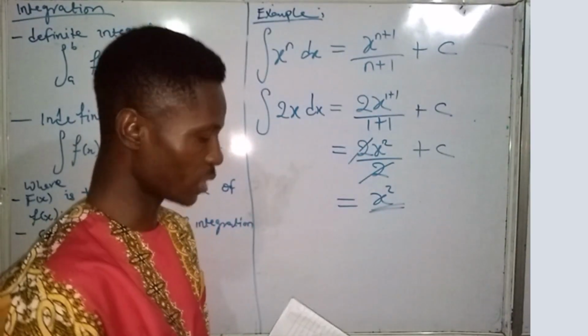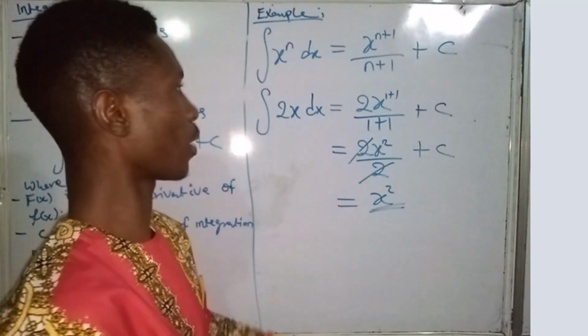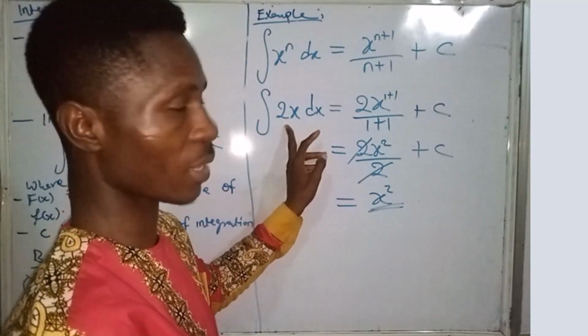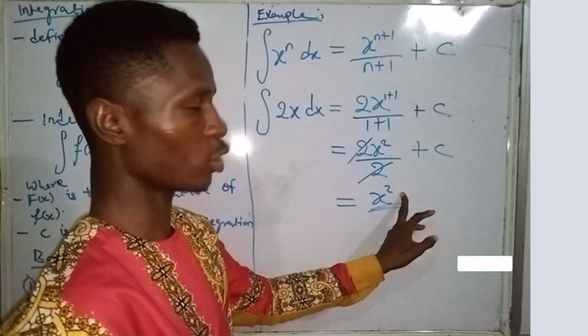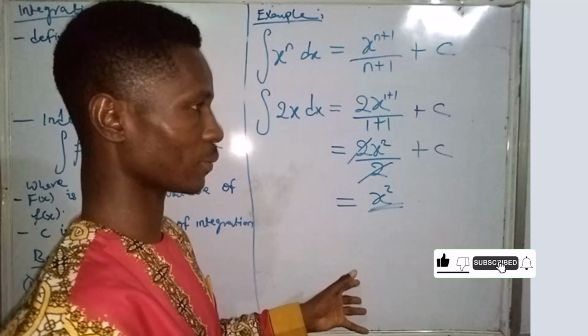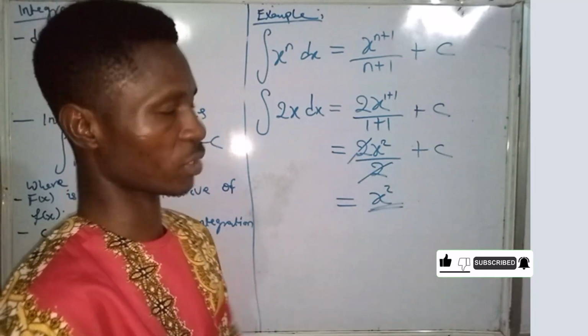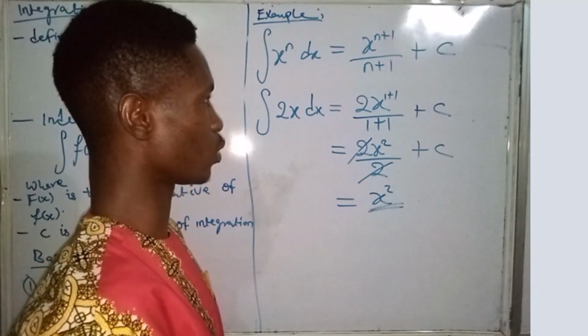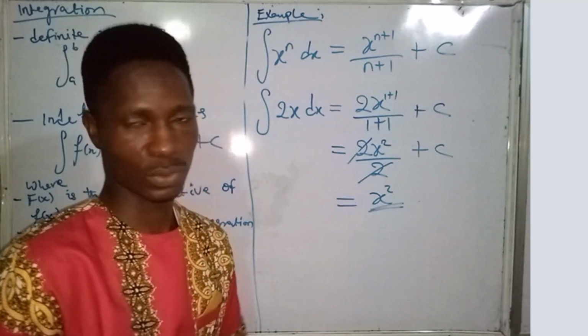So if you integrate 2x, you get x squared. So there are many integrals that are like this, but this is the simplest form of expression. So let's do more examples.